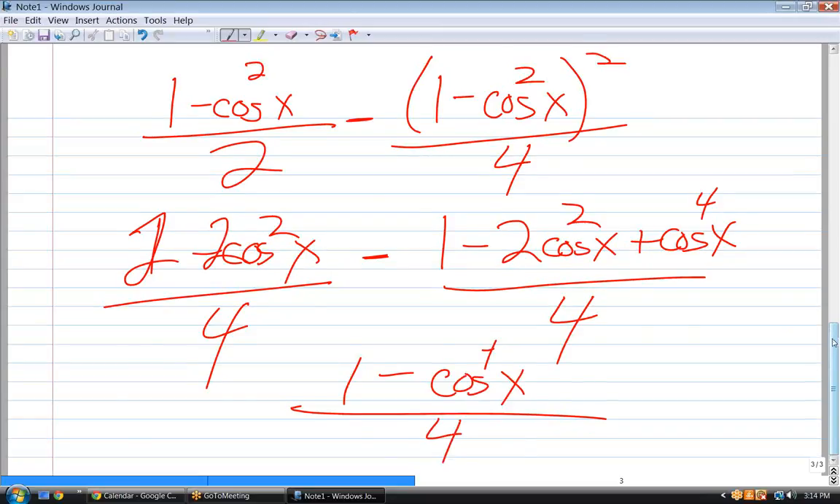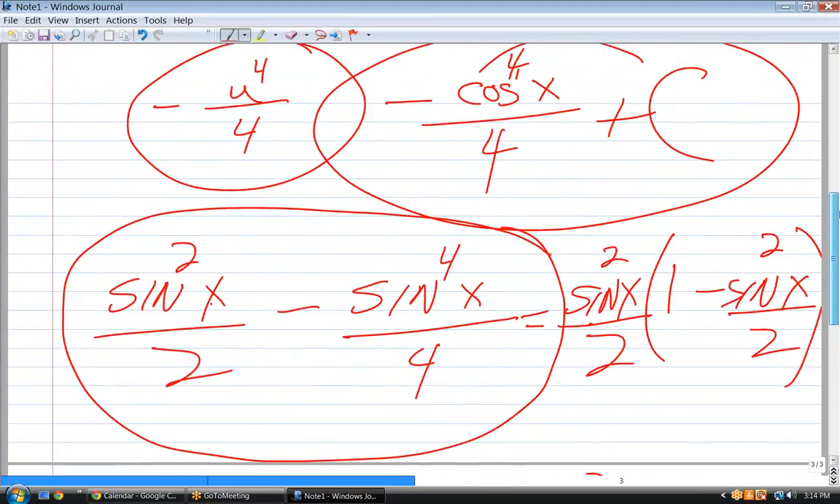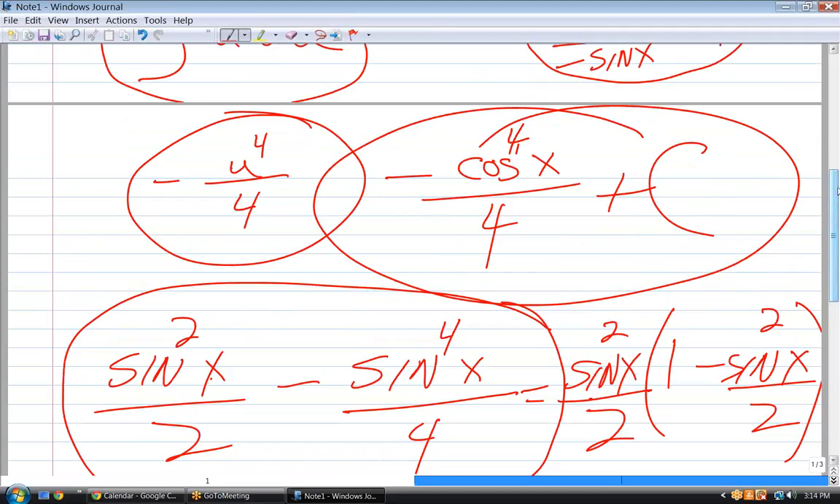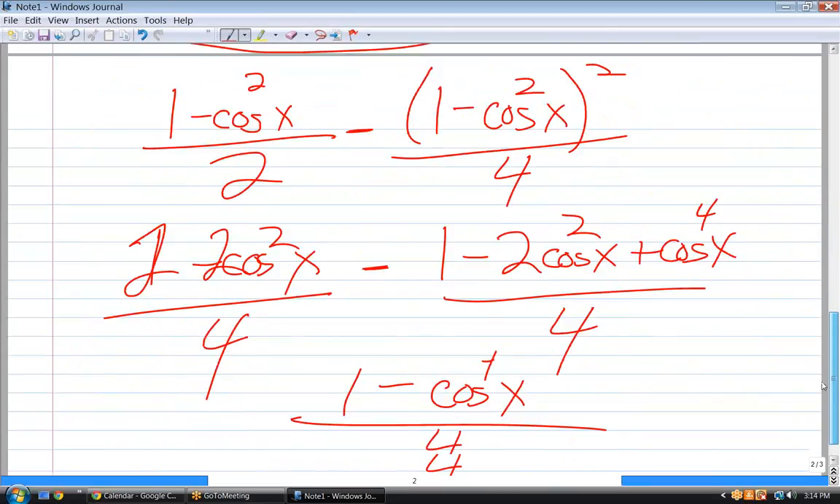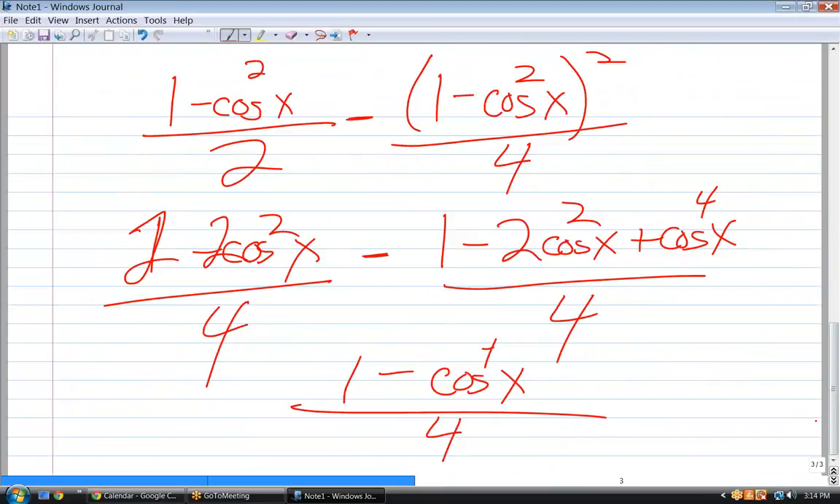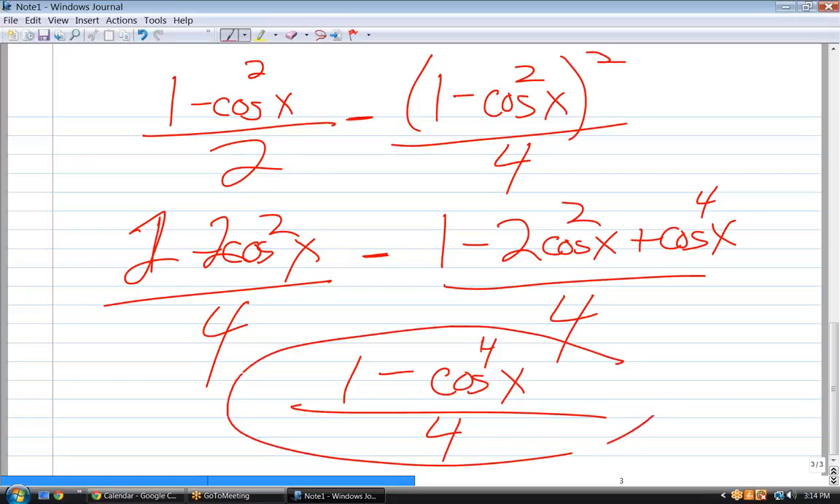What was our first answer? Well, that's one of the answers. That's the third option, and that's also an answer, but I still don't understand how you get it into the sine squared x over 2 minus sine fourth x over 4. Well, did you see how I just converted that to this? Yeah. But I don't get how you went from negative cosine to the fourth x over 4 to sine squared x over 2 minus sine to the fourth x over 4. Well, I didn't. I worked backwards. I went the other way.